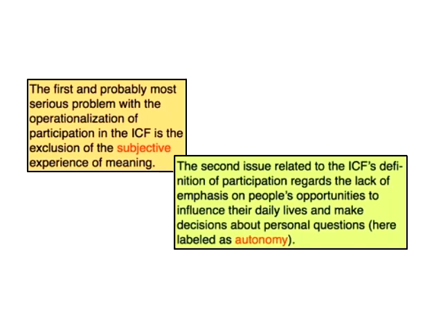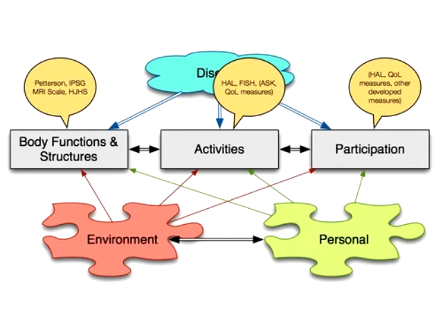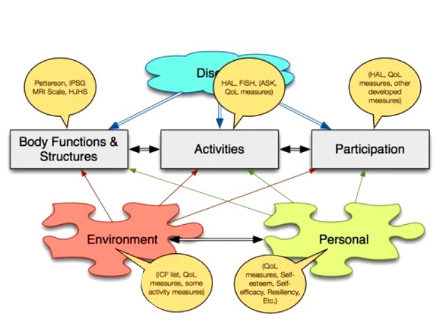The second issue, related to the ICF definition of participation, regards the lack of emphasis on people's opportunities to influence their daily lives and make decisions about personal questions, which they call autonomy or autonomy of choice. So if I don't want to golf, then I shouldn't be penalized in any measure that asks whether I do golf. And so I think we have a ways to go with measures of social participation as it relates specifically to hemophilia. As well, we haven't yet developed very good disease-specific measures of environmental barriers or enablers or personal factors.